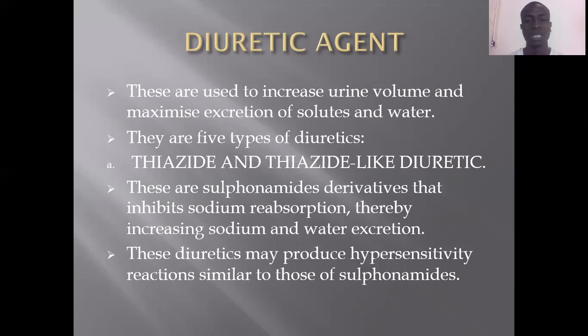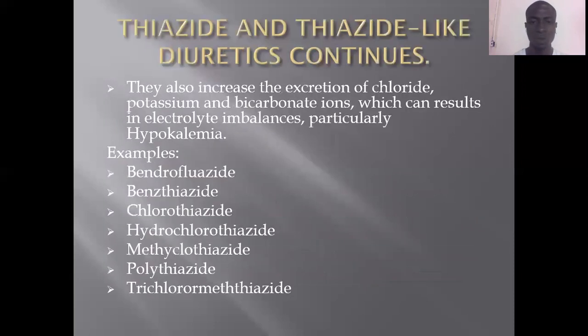So there are 5 types of diuretics. So there are thiazides and thiazide-like diuretics. They inhibit sodium reabsorption, thereby increasing sodium and water excretion. Sodium is responsible for absorption of fluids, so when it's inhibited, it's going to lead to excretion of water. And that's what usually is done. So we look at the thiazide and thiazide-like diuretics, as we mentioned.